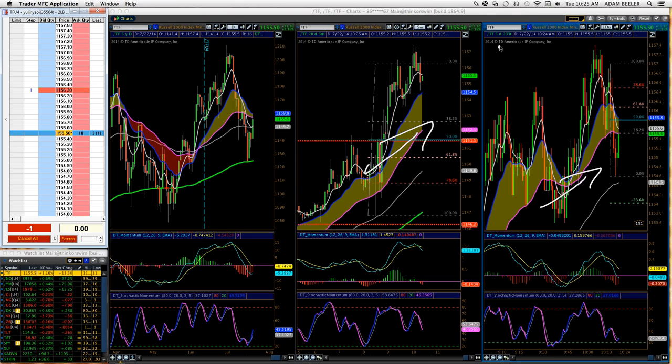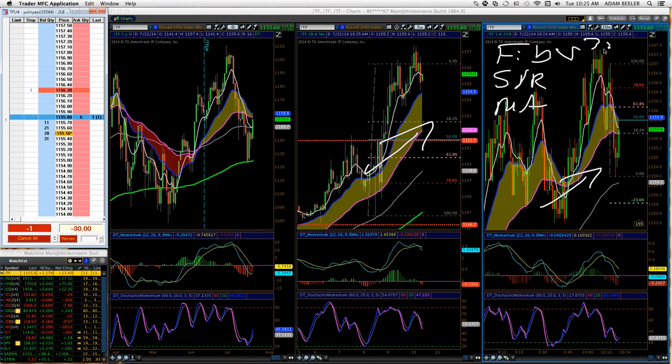So we have Fib, support and resistance, and moving average. We have Fibonacci 38%. We have moving support and resistance. We have this previous swing low here, support and resistance. And we have moving average. Here we had the 50 EMA. Let's see if we can get this thing to go ahead and start dropping here, guys.